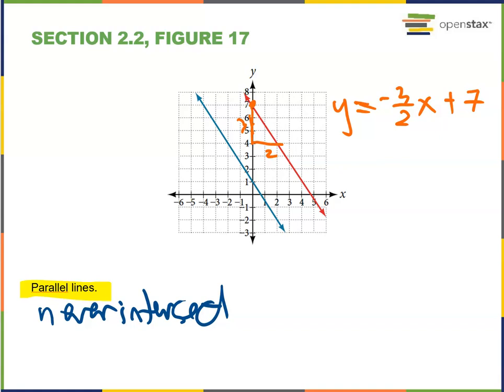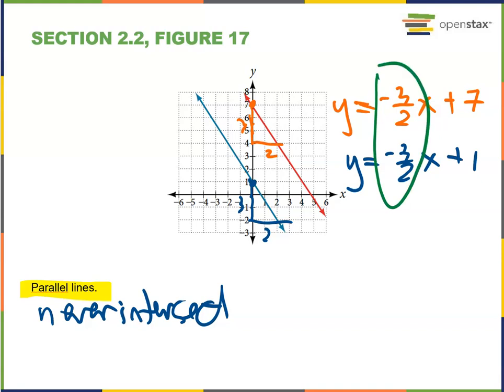How about this other blue line? We have a point on the y-axis at (0, 1). So 1 is your y-intercept. If we go down 1, 2, 3, and 2 to the right, that is the slope. So that is y equals negative 3/2 x plus 1. Like what I said earlier, they have the same slope, meaning they are parallel lines.